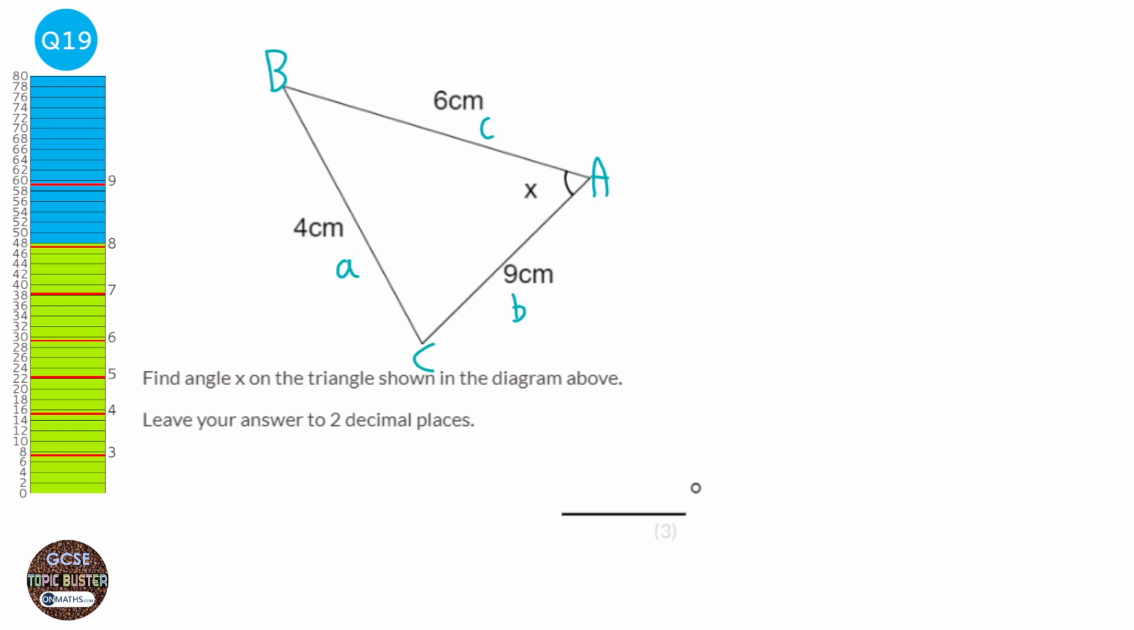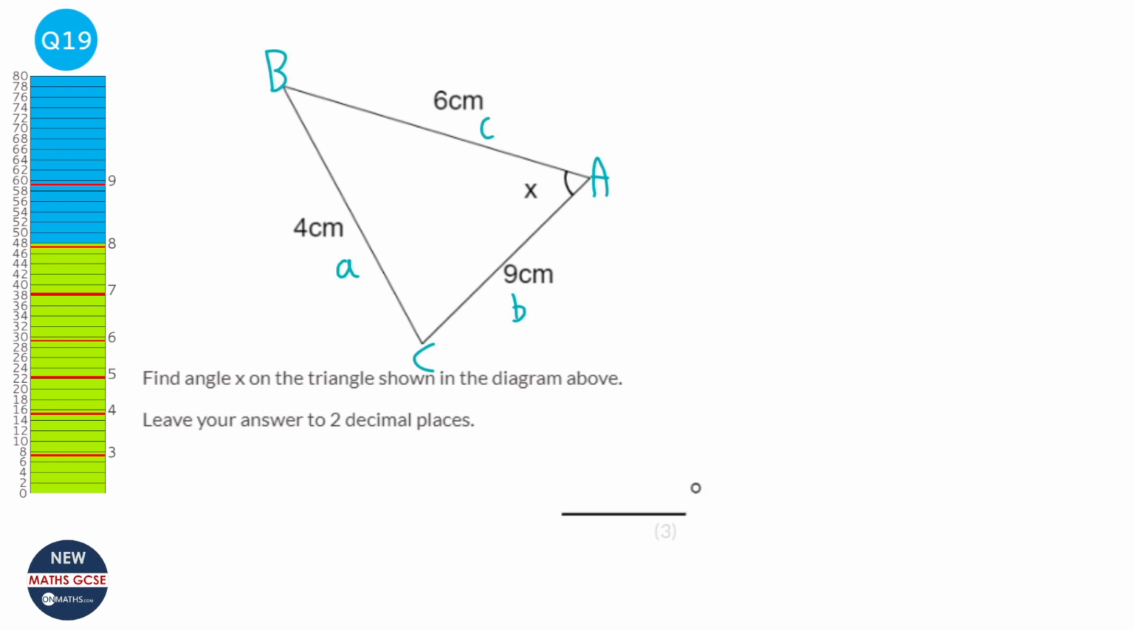We've got 3 lengths, and we're looking for an angle. So whenever we've got 3 lengths and an angle involved in the question, it's definitely going to be the cosine rule. And we've got to figure out which of the cosine rules we're using, because there's 2 variants, one when you're looking for a length and one when you're looking for an angle. And we're clearly here looking for an angle.